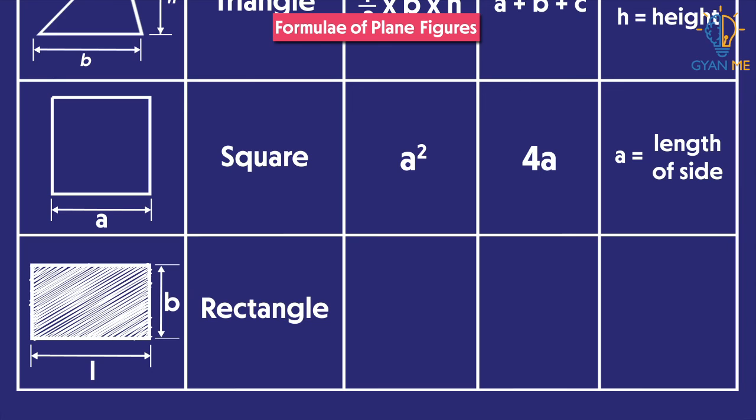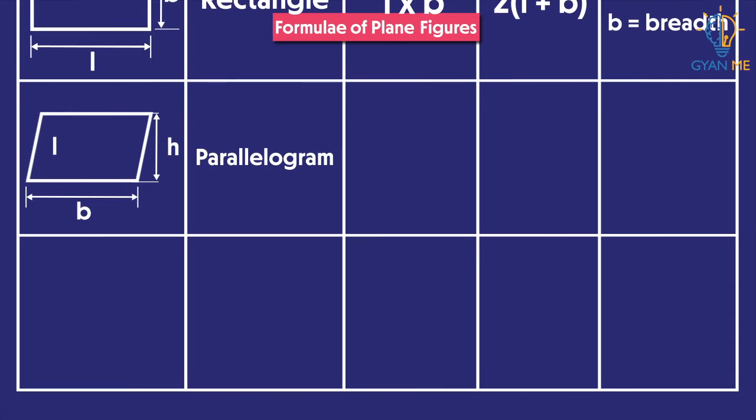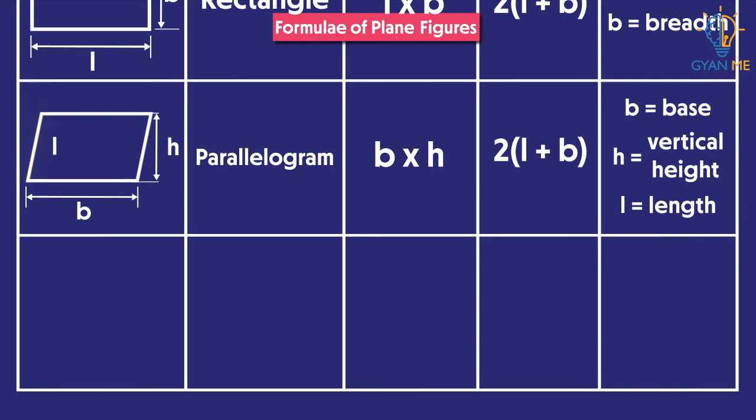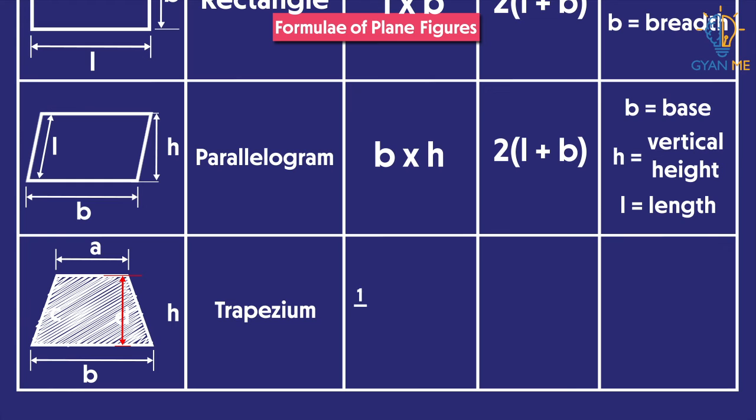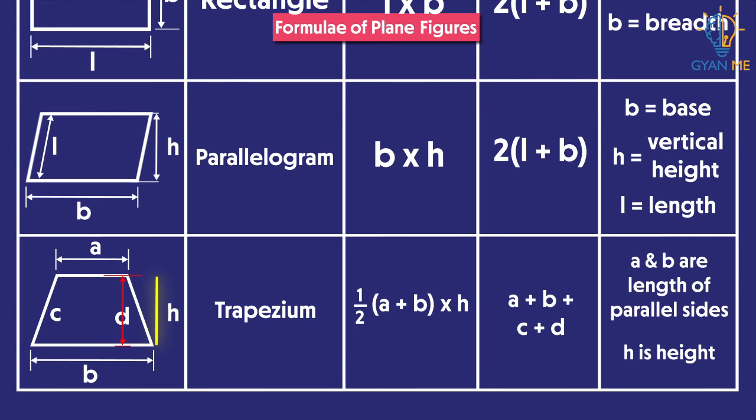Rectangle. Area of rectangle is equal to length into breadth and perimeter is equal to 2 into length plus breadth, where L is length and B is breadth. Parallelogram. Area of parallelogram is equal to base into height, and perimeter is equal to 2 into length plus breadth, where B is base and H is vertical height and L is length. Trapezium. Area of trapezium is equal to half into A plus B into H, and perimeter is equal to A plus B plus C plus D. Here A and B are the length of parallel sides and H is height.